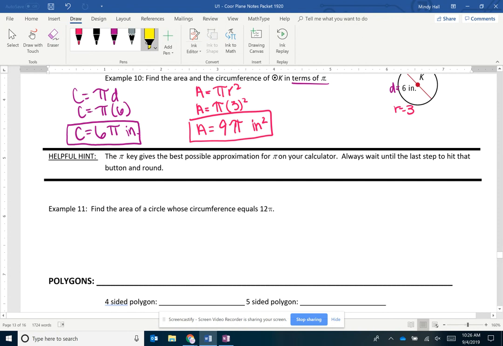Now, the pi key gives you the best possible approximation for pi in your calculator. So this is a big thing. Always wait until the last step to hit that button and round. Always wait. The last step you should do is pushing that button.